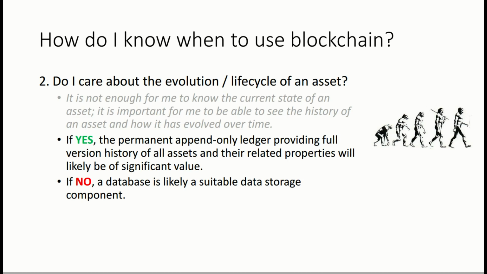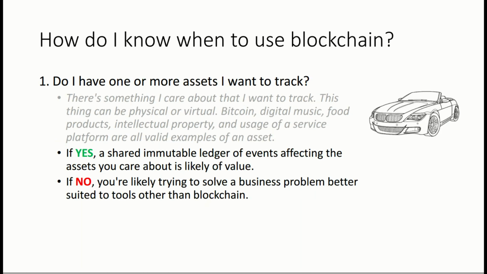And we can say, all right, these things that I care about, these assets, do I care about their history, their evolution, their life cycle? Sometimes all we want to know is the current state of something. We don't care about the history. We don't care about how it got to that point. All that we need to do our job, or all that needs to be documented, is just what is the current state. Sometimes that's not enough. Sometimes we want to know the history as well.